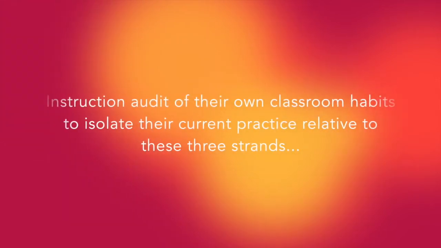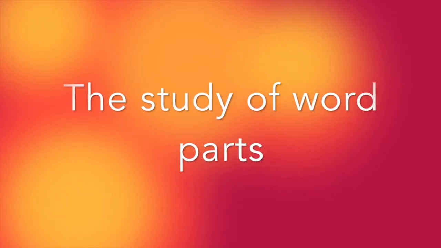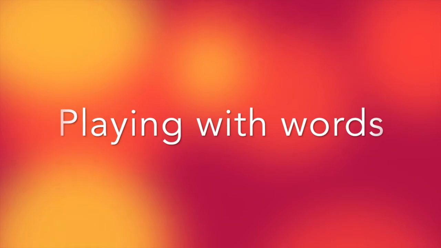Teachers can start by doing an instruction audit of their own classroom habits to isolate their current practice relative to these three strands: study of word parts, highlighting vocabulary and read-alouds of high-quality literature, and playing with words. Once there are plenty of possibilities, teachers can discuss the practices they feel best suit the students in the grade, building, or district in which they reside.